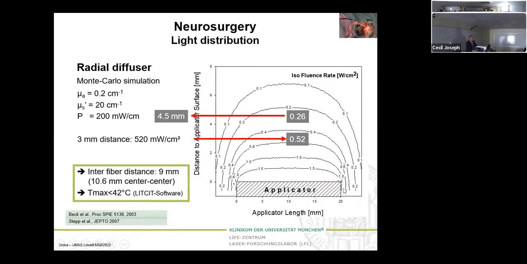We calculate around the applicator what is the distance between 2 or more applicators or diffusers to reach 520 milliwatts per centimeter square on an artificial cylinder around the applicator. Because this is, from our experiments, the value needed to get a proper photodynamic effect in this area. When we put 2 applicators together in this brain, we can go up to this value, roughly 4 to 5 millimeters apart from the applicator. And then, by overlaying these isodoses, we can reach this 520 here.